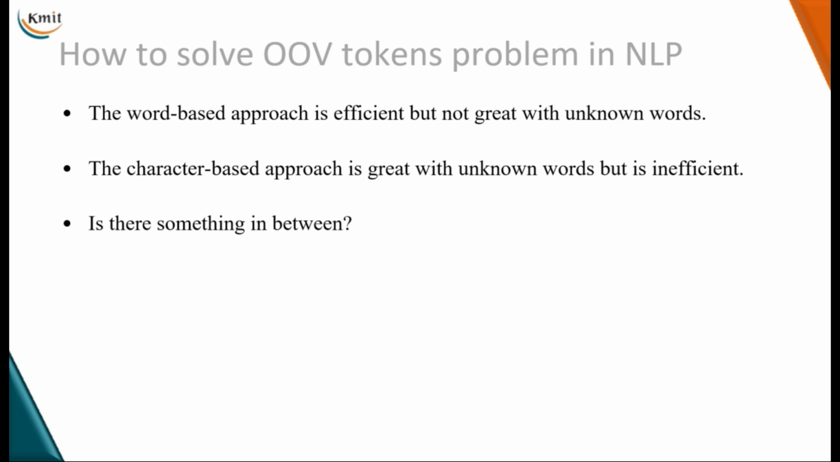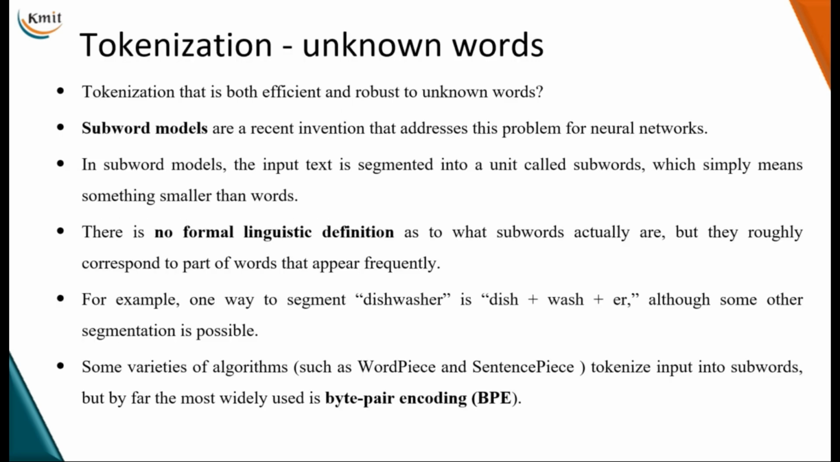Okay, so is there something in between word and character? Yes, we now use the next concept, which is called subword models. Subword models are the recent innovations that address this problem for neural network models. In subword models, the input text is segmented into units called subwords, which simply means something smaller than words. Larger than characters, smaller than words.